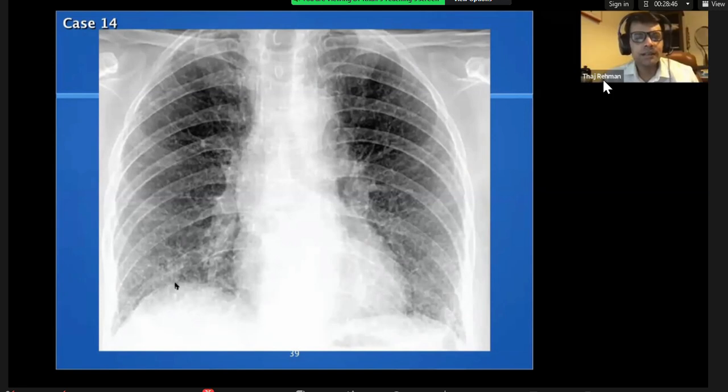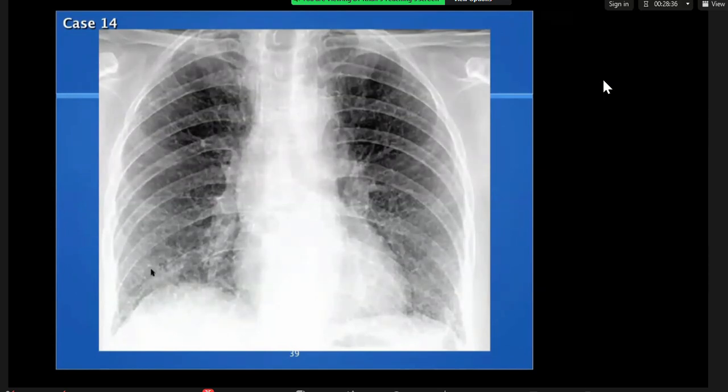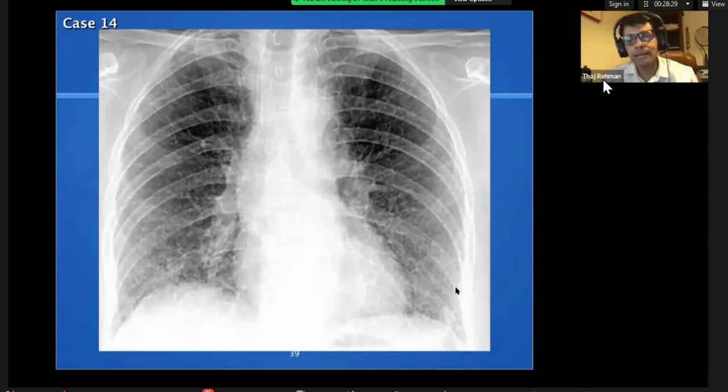So reticulations, fine crisscrossing lines, more at the bases, and lung volumes. Lung volumes are slightly reduced at the bases. The bases are actually shrinking. You see the space in the lung is so small on the left side here. So lungs are shrinking because of the diffuse interstitial process, and it's a classical pattern of UIP.